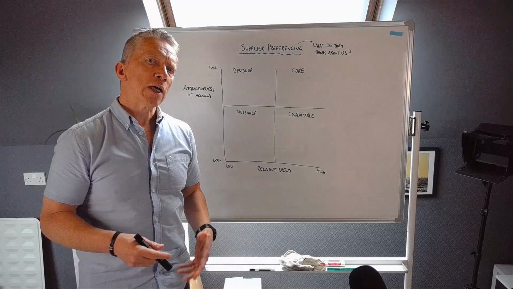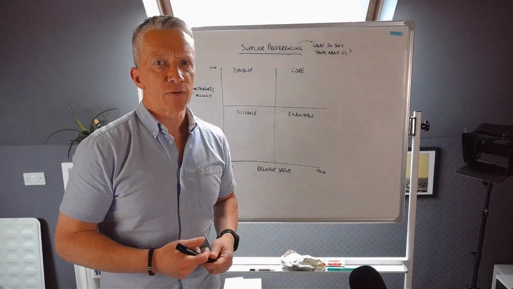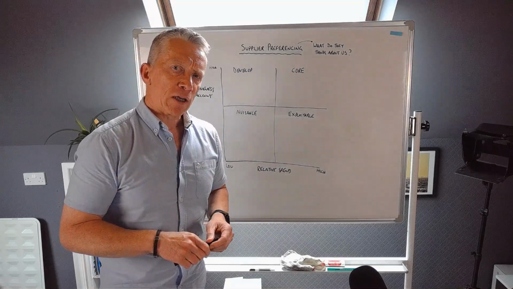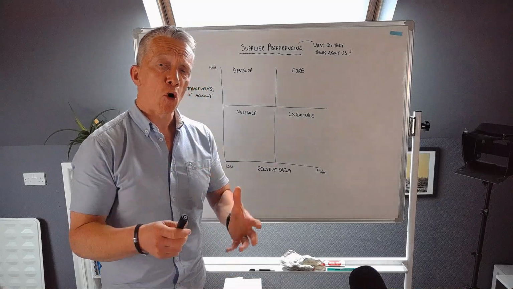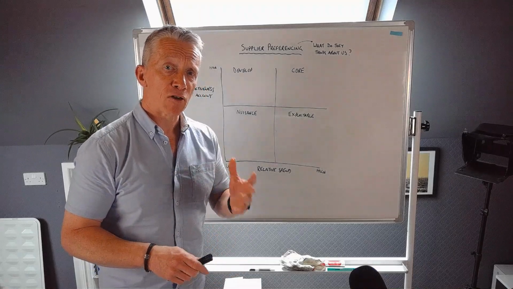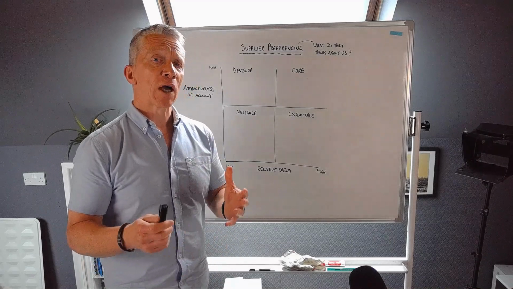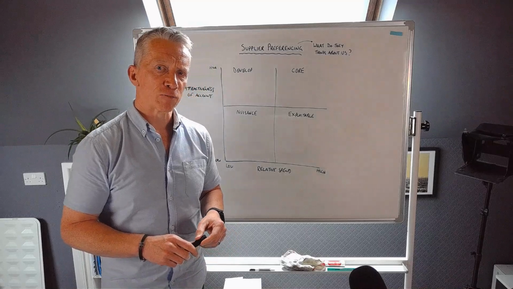As I said earlier, the basic premise of this model is that the more attractive your company is to the supplier, and the higher your relative spend, the better the service that you're likely to get. The more access to resources and better resources you're likely to get, you're more likely to get favourable terms and also access to that really important innovation.